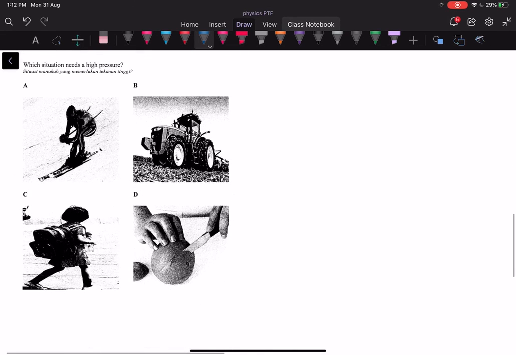Soalan seterusnya, situasi manakah yang memerlukan tekanan tinggi? Okay, yang pertama ni papan luncur skiboard. The second one is a tractor. The third one ni a girl carrying a bag. Yang keempat ni adalah pisau. Jadi mana satu mempunyai tekanan tinggi? Again, if you want a high pressure, the area must be lower. So which one has a smaller area? Of course, pisau ni mempunyai luas kawasan yang kecil ataupun yang tajam. Maka jawapan paling tepat adalah D.